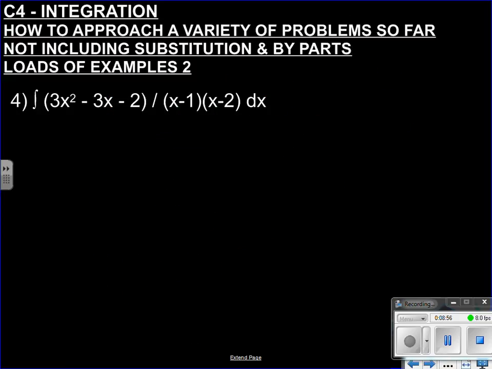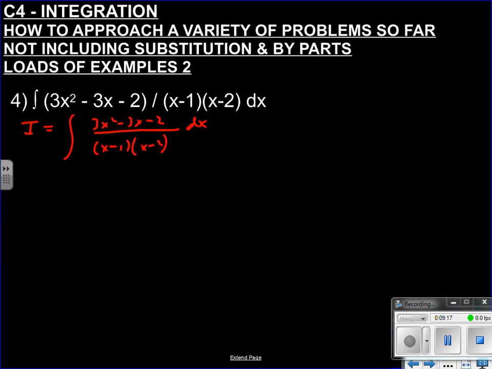Let's keep going. So, again, try this by yourself. Write this out properly. We've got what looks like a fraction. So, going through my list, does the bottom differentiate to the top? No. Can I use reverse chain rule? No.